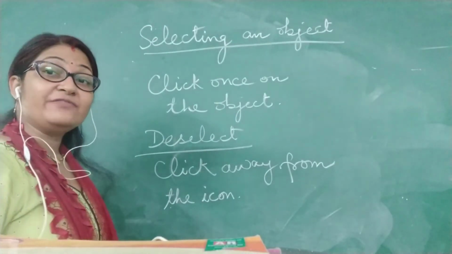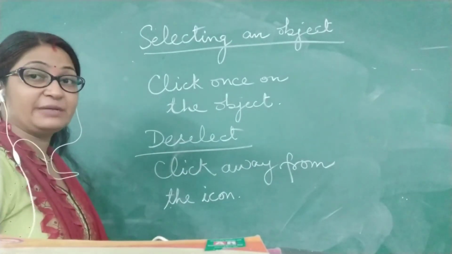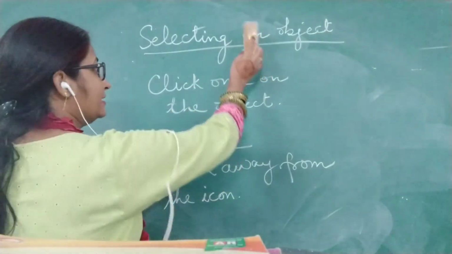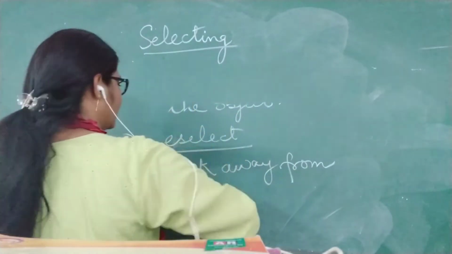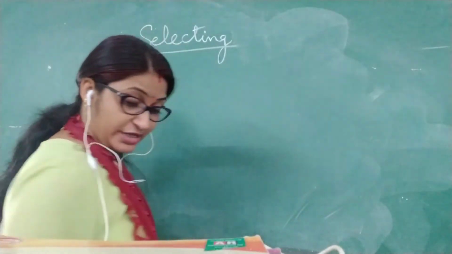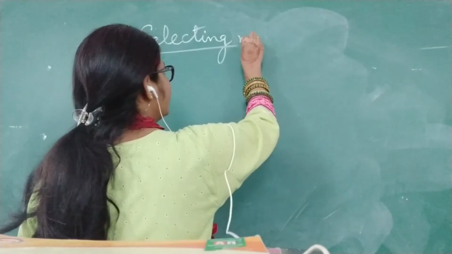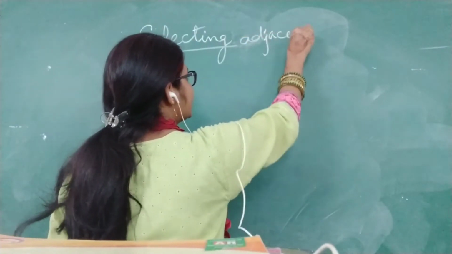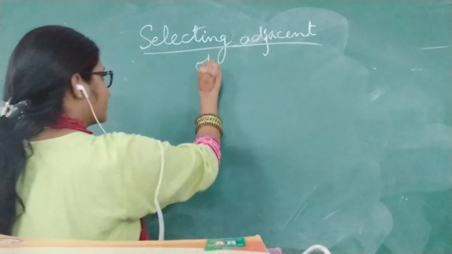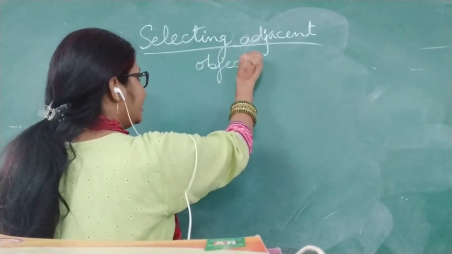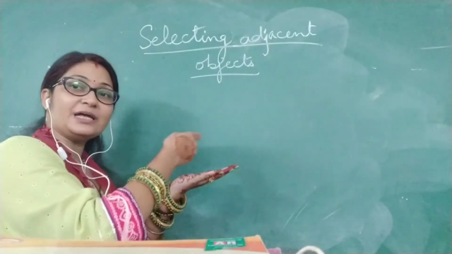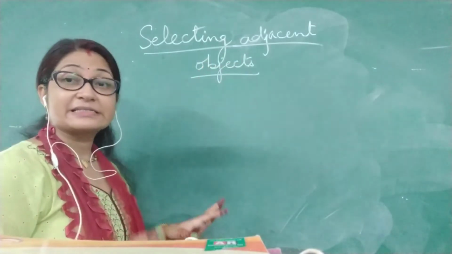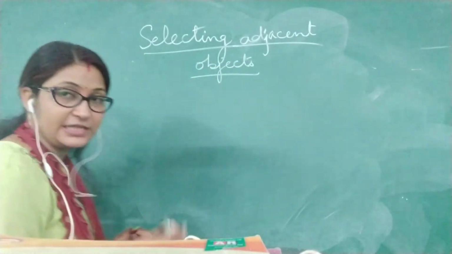Let's learn how we can select multiple objects. Multiple means more than one object with the help of the mouse. So I am telling you now about selecting multiple objects. I am writing here: selecting adjacent objects. Adjacent means one after the other. The objects which come one after the other. If you have to select such objects, what will you do?